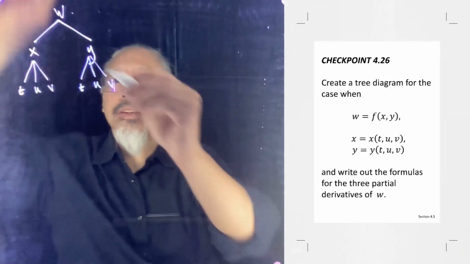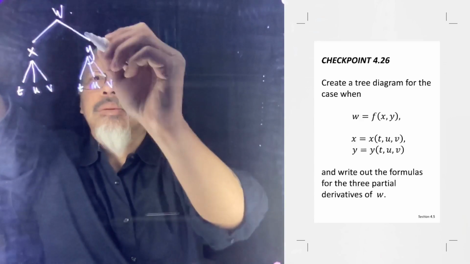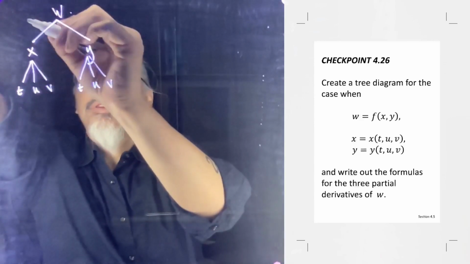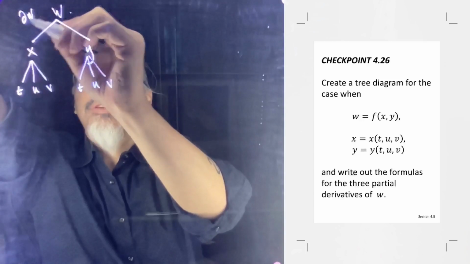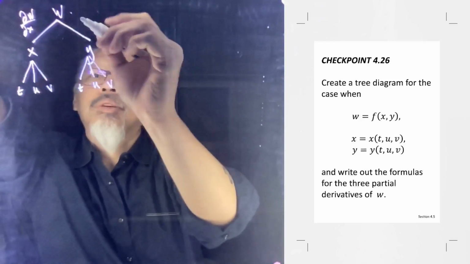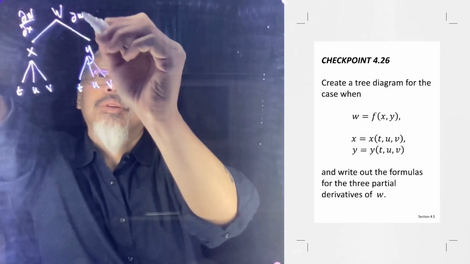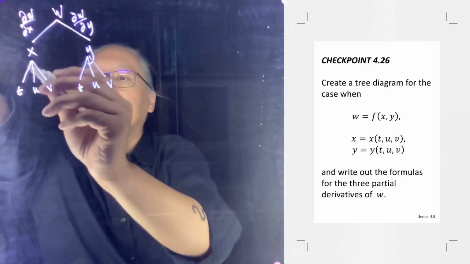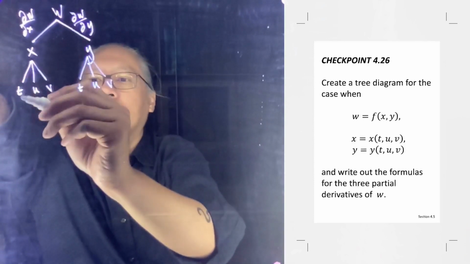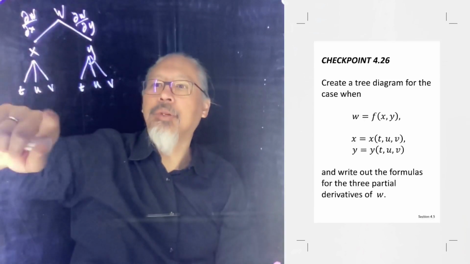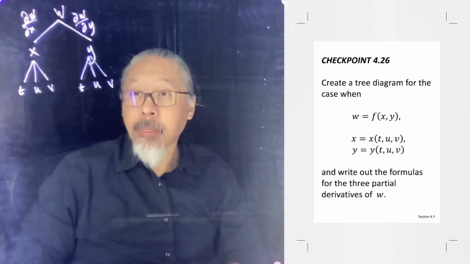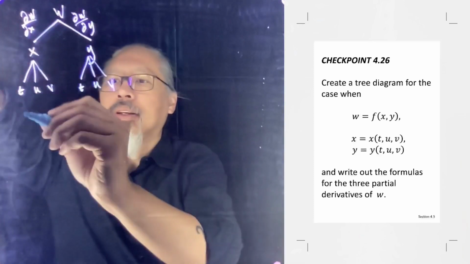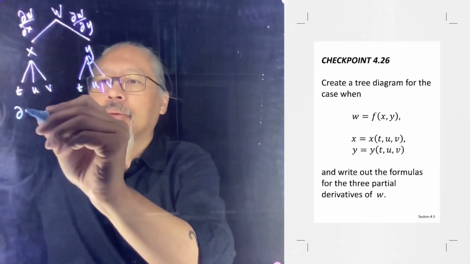We can label these edges as the partials, and since w is a function of two variables, these will be partial derivatives: partial w with respect to x, partial w with respect to y. And then each of these things would be partial derivatives of x with respect to t, u, and v.